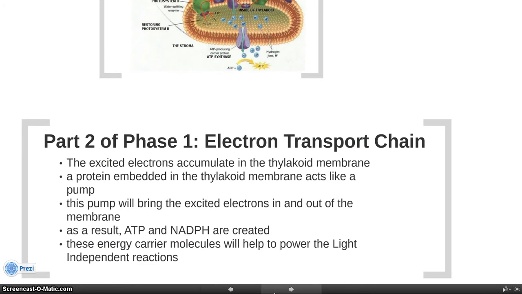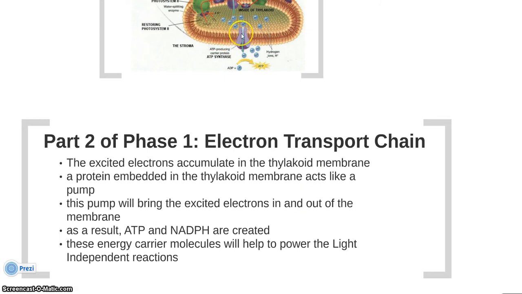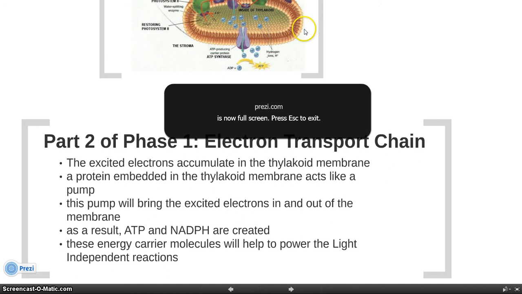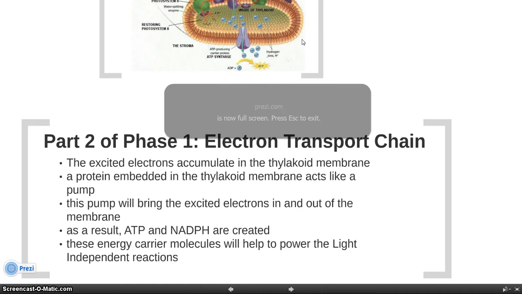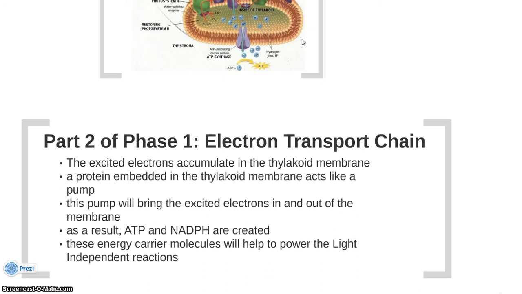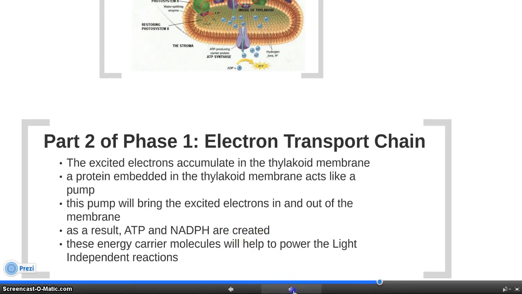Part 2 of Phase 1, called the electron transport chain. The excited electrons accumulate in the thylakoid membrane. A protein, you can see here, is embedded in the thylakoid membrane and acts like a pump. This pump will bring the excited electrons in and out of the membrane. As a result, ATP and something you can't see up here just yet, called NADPH, are created. These energy carrier molecules will help to then power the light-independent reactions.